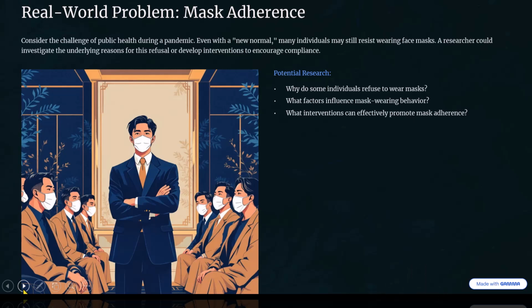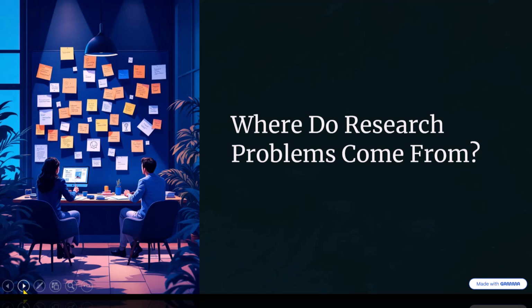So the question is that now the problem I want to look at is: why do some individuals refuse to wear mask? What are the factors influencing mask wearing behavior? What intervention can effectively promote mask adherence during the COVID? So you discover that it's a real life problem, and for you to have a research problem, there is somewhere it comes from, and that's what is taking me to the next session, which I'll be spending quality time in it.